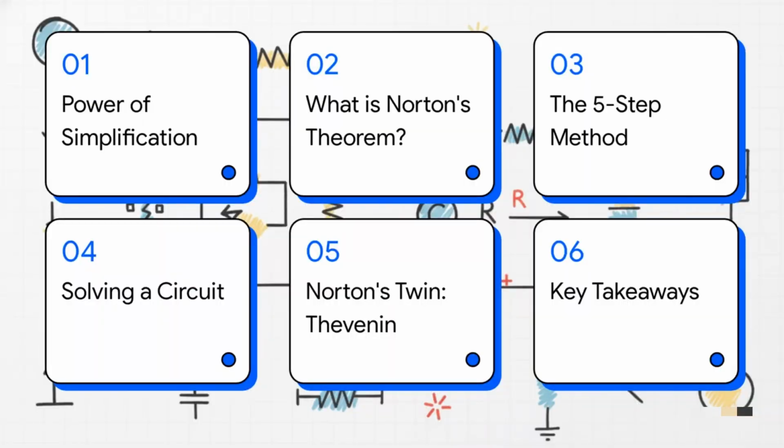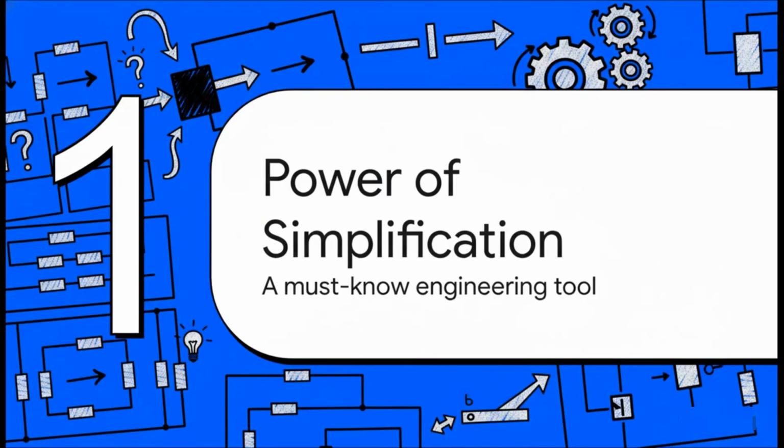So here's our game plan for today. We'll kick things off by talking about why this is so powerful. Then we'll get into what the theorem actually is. After that, we'll break down the 5-step method you can use every time, apply it to a real circuit, see how it relates to its famous twin, and then we'll wrap it all up with the key takeaways. Okay, let's dive right in.